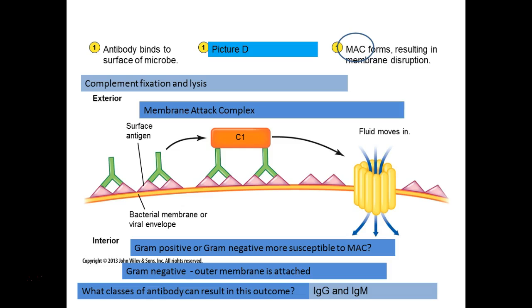Right? So this creates that link, as I was talking about, of adaptive to innate. This is an innate response, complement. This series of proteins. But we can help our response by producing antibodies.